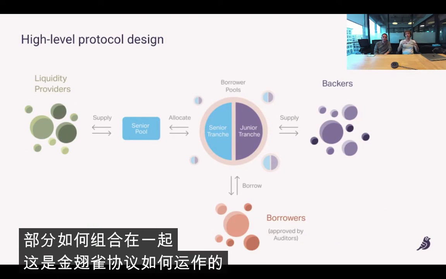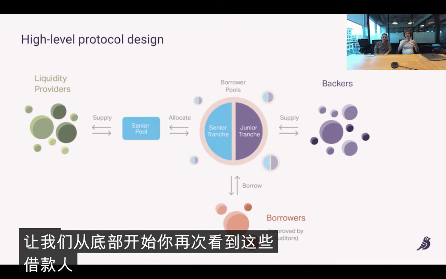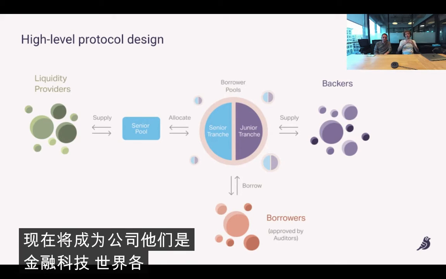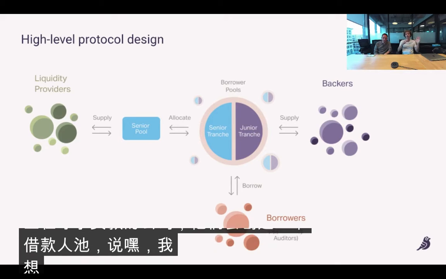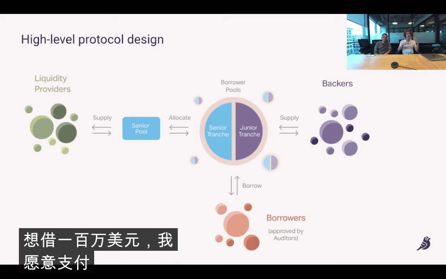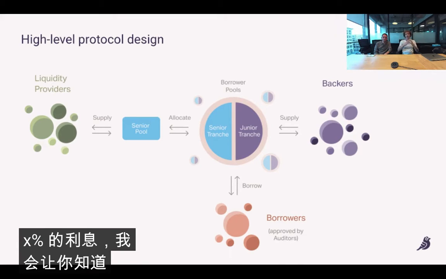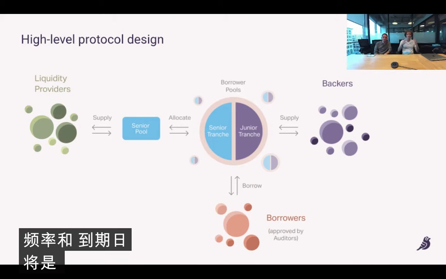This is a diagram of how the Goldfinch protocol works. So let's start at the bottom. You see these borrowers. Again, these borrowers are going to be companies. Right now, they're fintech companies around the world who are seeking loans. They would create a borrower pool saying, hey, I want to borrow $1 million and I'm willing to pay X% interest, and I'm going to have Y repayment rate and frequency, and the maturity date is going to be Z.